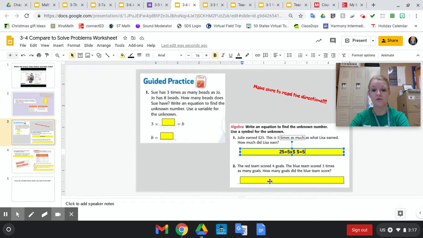Here it says the red team scored 4 goals, blue team scored 3 times as many goals. How many goals did the blue team score? So if the red team scored 4 goals and the blue team scored 3 times as many, that means we're going to take 4 times 3, and it's going to equal the amount of goals. Remember, it says to write an equation and use a symbol for the unknown, so I'm using letters for variables, and then I will just do a few spaces and then say what the solved answer is. So 4 times 3 is 12, so that means G is equal to 12. Okay?